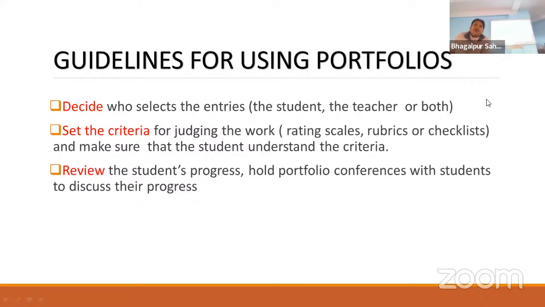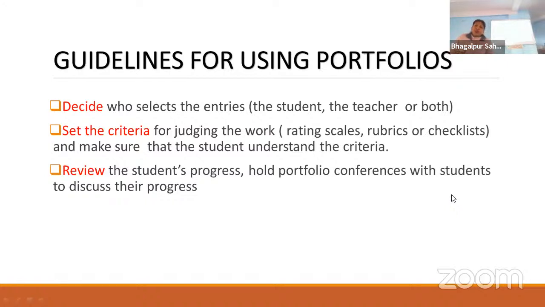Set the criteria for judging the work. Rating scales, rubrics, checklist, and make sure that the student understands the criteria. Here, I would like to suggest, whenever as a teacher you are setting a criteria for judging the work, please include your students. Discuss with them the rubrics. What is the scale by which you should assess them? So it always goes hand in hand, the teacher and the student together.